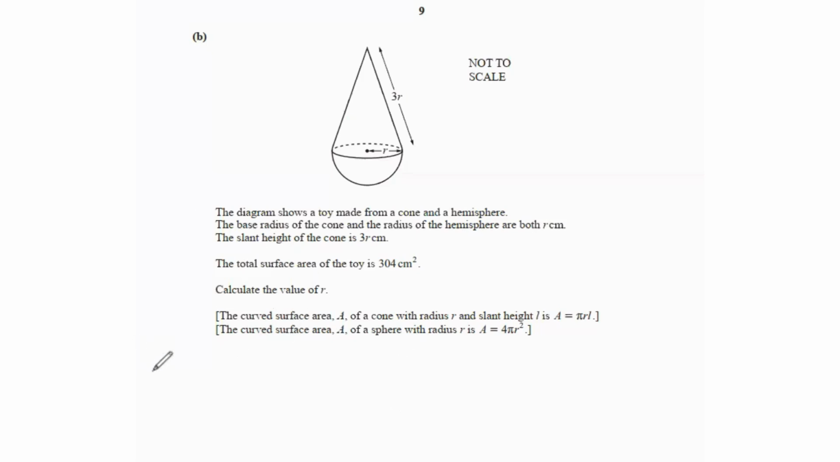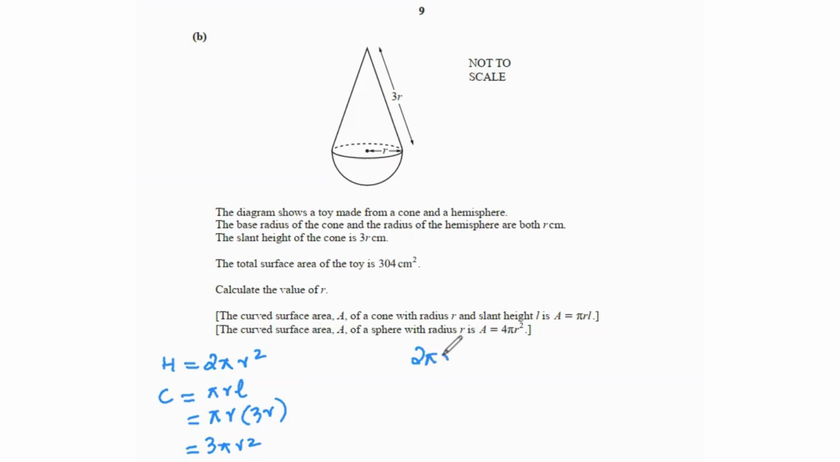So for the hemisphere, it's going to be 2 pi r squared. And for the cone, it's going to be pi r l, because the base is joined with the hemisphere, so that's out of the surface area. All we have is the curved surface area and the curved part of the hemisphere. So for this, the radius is r, for that is also r, but l is 3r. So pi r times 3r, that's 3 pi r squared.